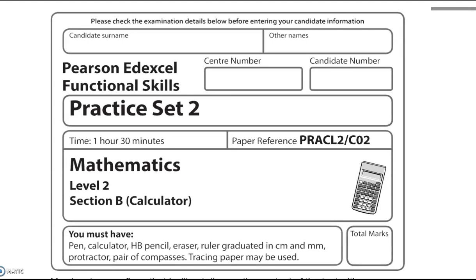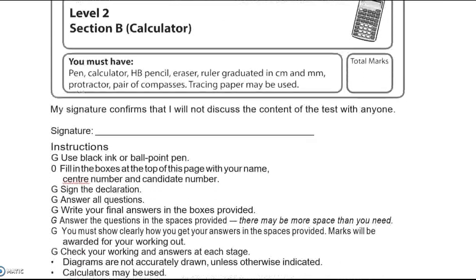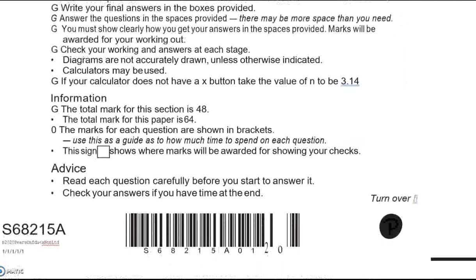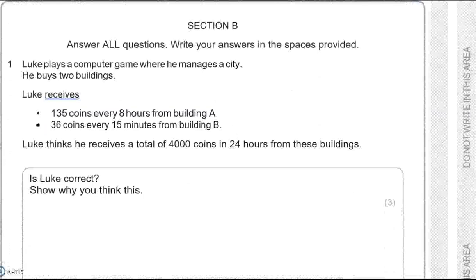This is the second part of a Level 2 Functional Skills Maths paper from Edexcel. In this part you can use a calculator and there is a total of 48 marks for this part. To all questions, write your answers in the spaces provided.